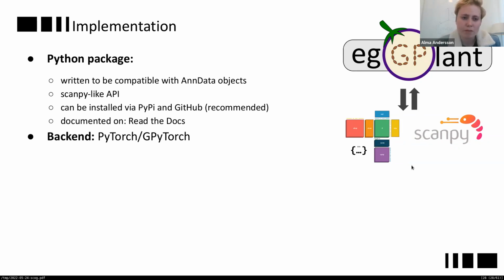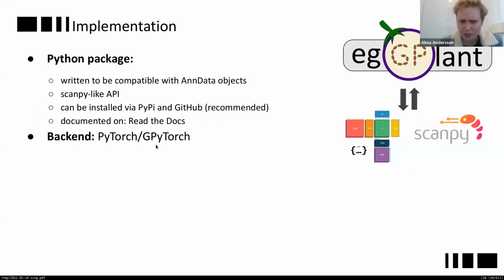It can be installed using PyPI and GitHub, and I would perhaps recommend using the GitHub installation in the future because that's usually slightly more updated, and it's also documented on Read the Docs. As a backend, we're using PyTorch and GPyTorch, which is really helpful because it saves us a lot of time from implementing these Gaussian processes ourselves, and it's really efficient.